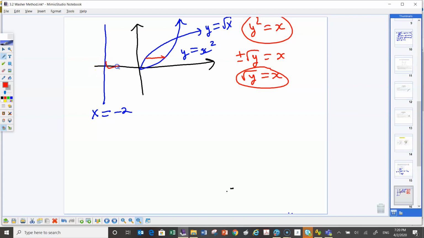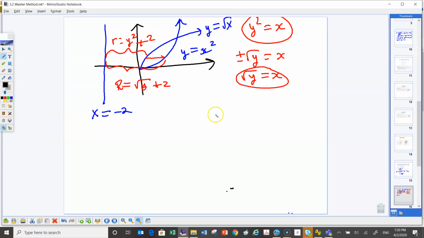Now my outer radius, if I were to revolve this, would come from the far right side of my slice all the way to my axis of rotation. So I'm going to take the right edge of that slice, which is the function defined by root y, and I'm going to subtract -2, so that becomes +2. And my inner radius is going to be the left side of this slice, which is the function y squared minus -2, which becomes +2.